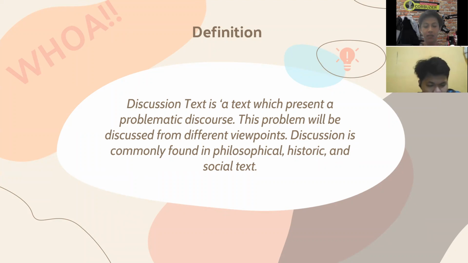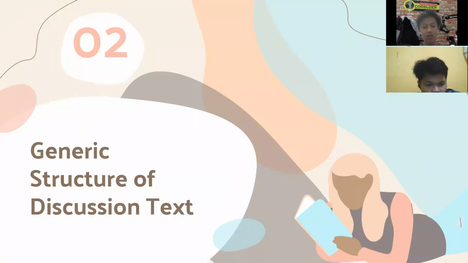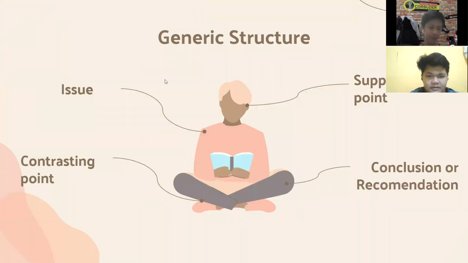The second one is about the generic structure that will be read by Ranger. Generic structure of discussion text. The first one is issue. This section is generally located at the beginning of the paragraph, which contains the statement of problems or issue that we'll later discuss or debate.